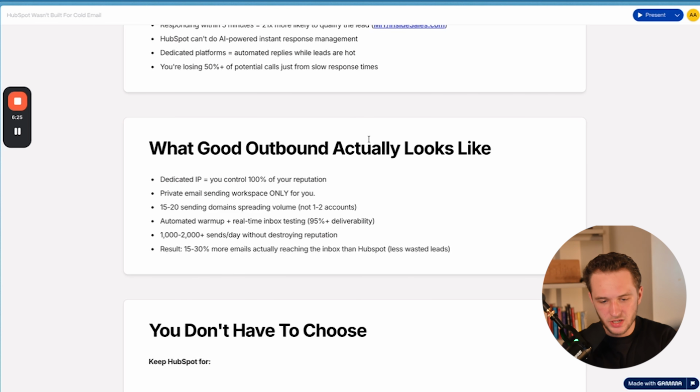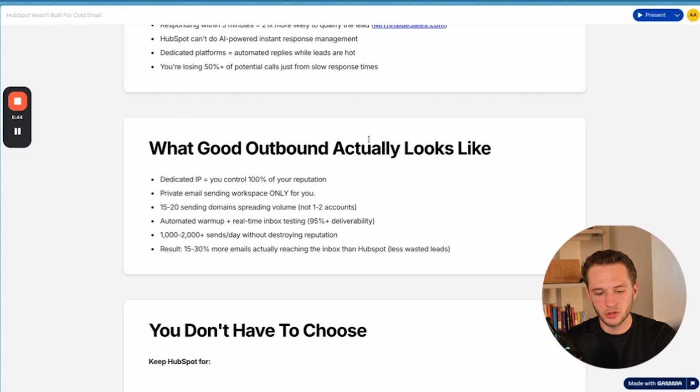that's good. You understand HubSpot's probably not the best place to be sending cold emails, but what does good outbound actually look like and how can you take advantage of it? Number one, you want to have a dedicated IP, so you have full control of your reputation and the server that you're sending from. With HubSpot, you don't have that.